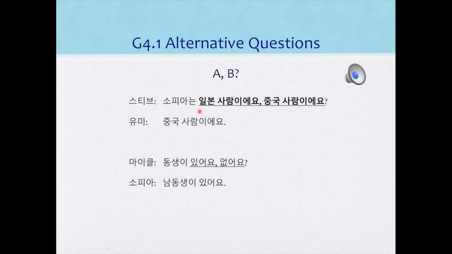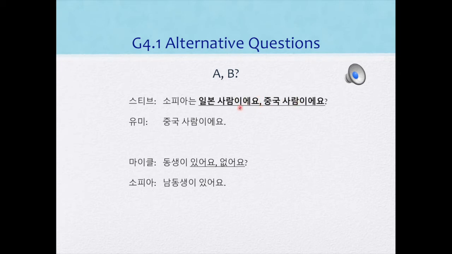So, 소피아는 일본 사람이에요? 중국 사람이에요? Is Sophia a Japanese person or a Chinese person? Sophia, Japanese person or Chinese person? You just put a comma in between, but the verb forms are the same.